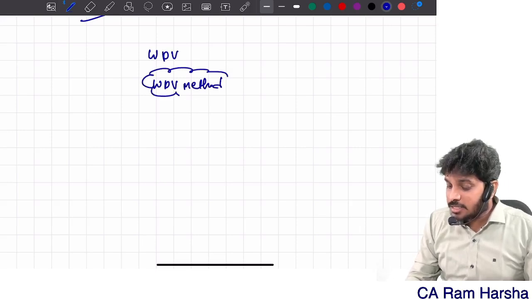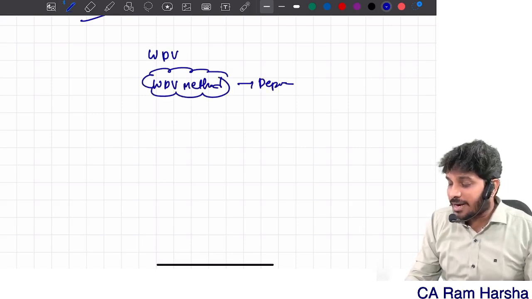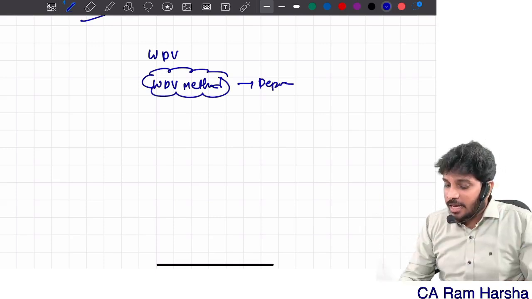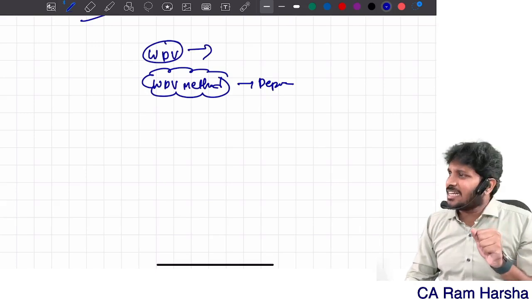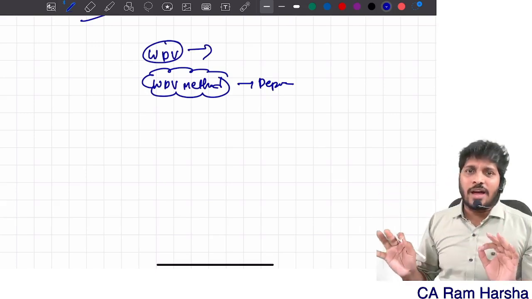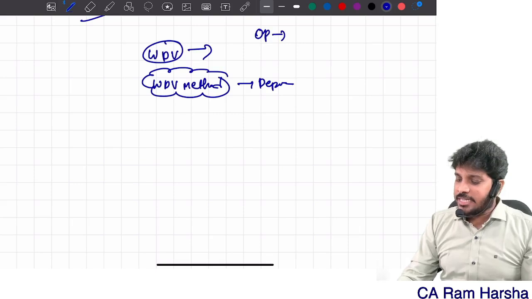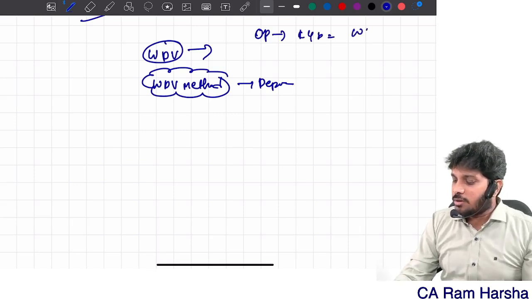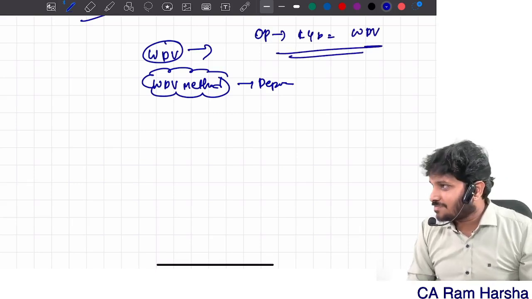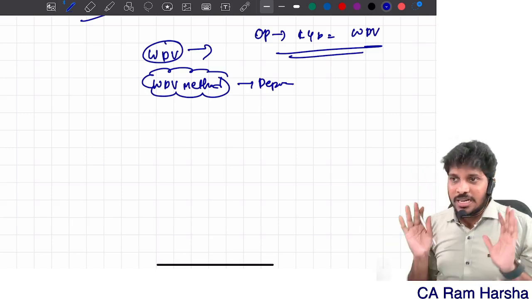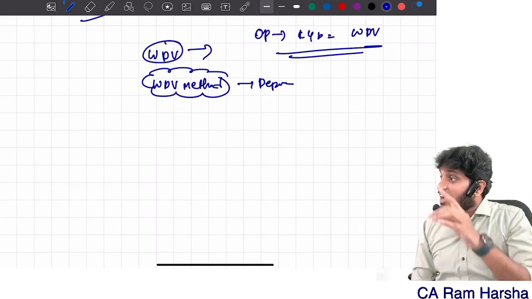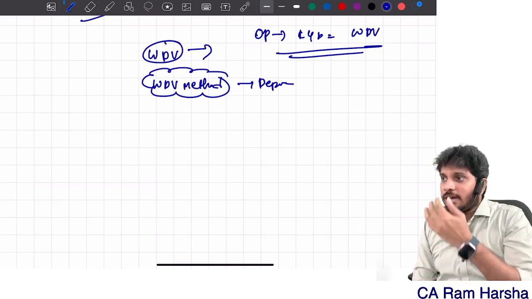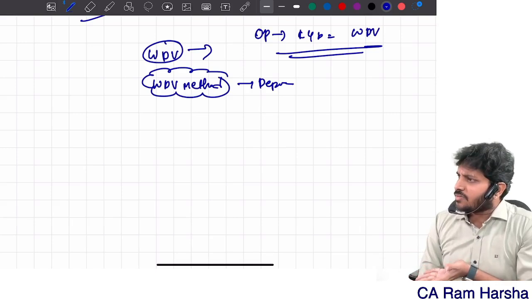The WDV method is about the depreciation methodology. WDV means written down value. Generally, written down value means opening value minus current year depreciation. In accounting language, written down value means the value after depreciation.